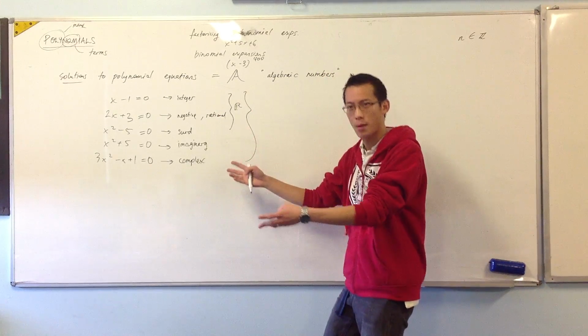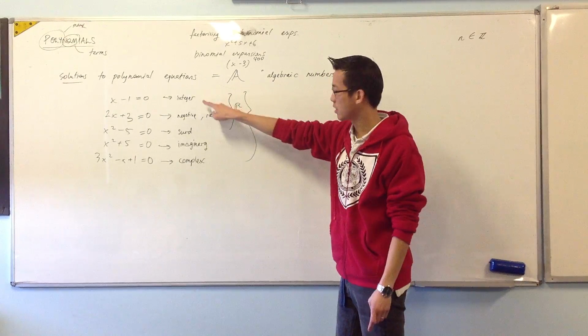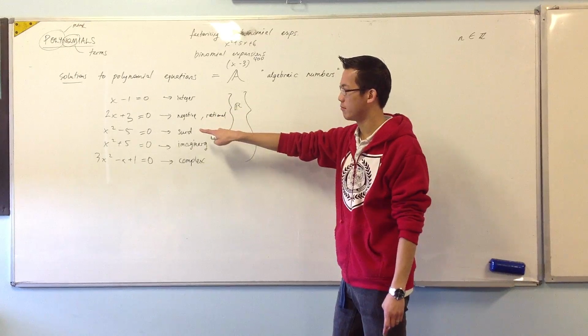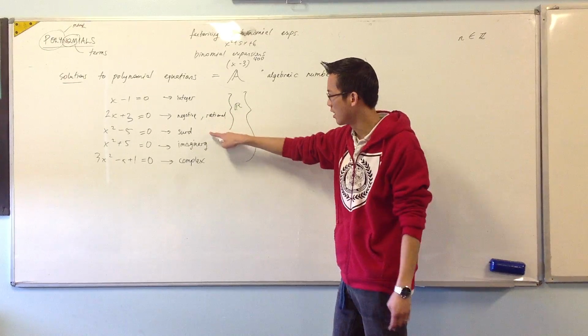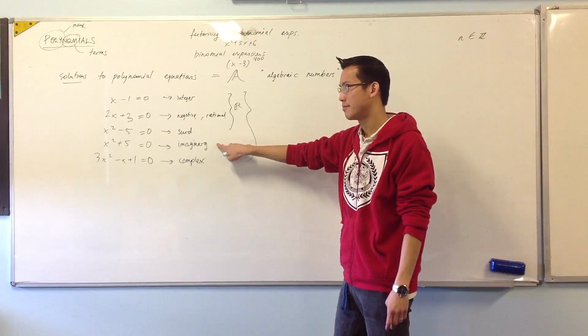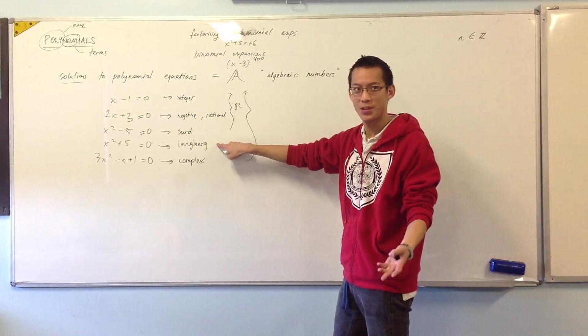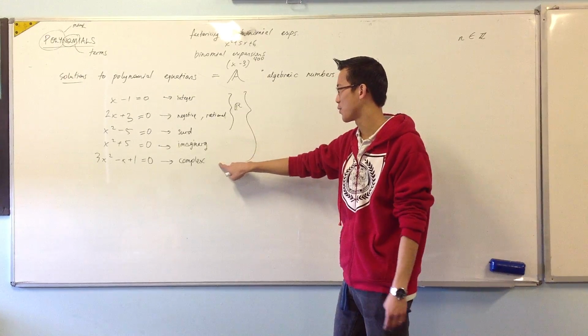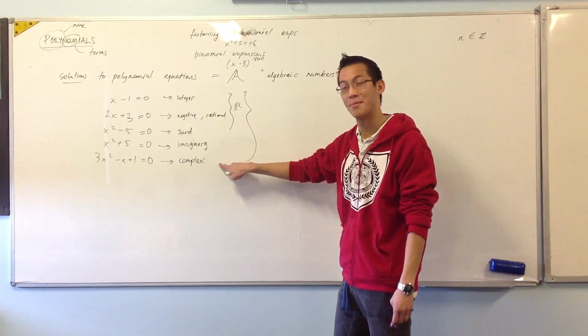where do these kinds of numbers come from? This comes from counting, this comes from sharing, this comes from geometry and Pythagoras, that kind of thing. This comes from, it's hard to explain, electricity, physics. This comes from more electricity and more physics.